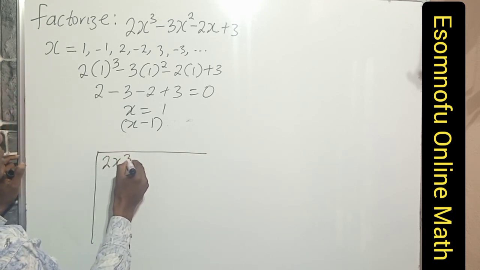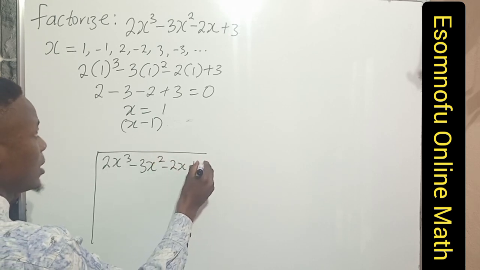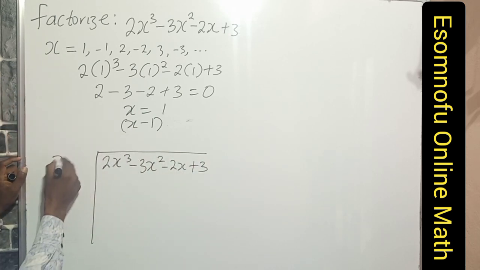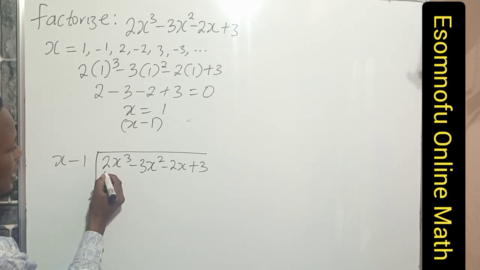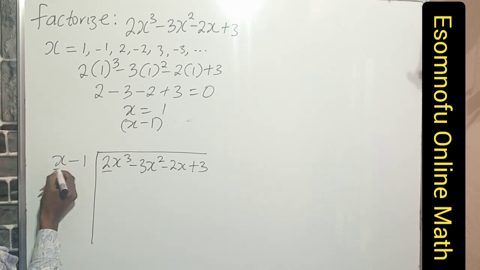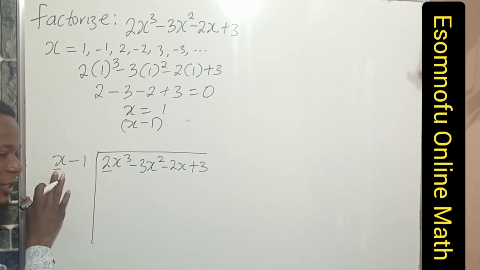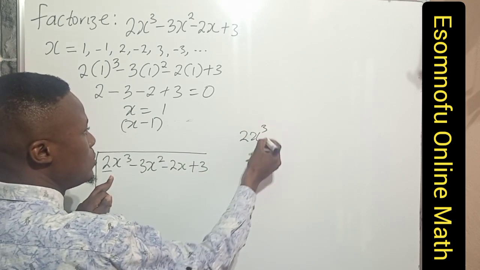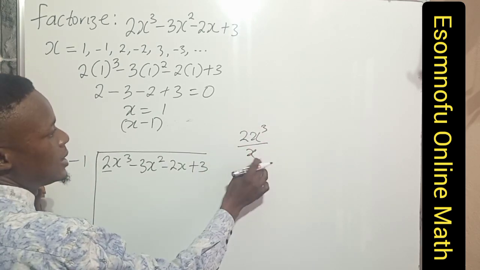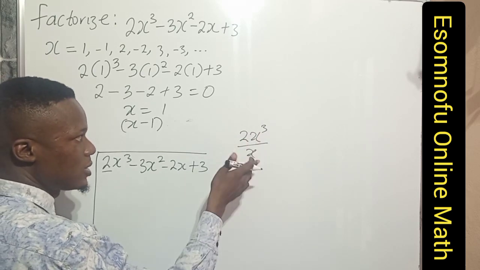2x cubed, take away 3x squared, minus 2x plus 3. We are dividing it by x minus 1. Now to divide this, you are dividing the highest degree here by the highest degree here. That is the term with the highest power. We divide the term with the highest power here. You now say 2x cubed divided by x. x to the power of 3 divided by x to the power of 1 will give us 2x squared.